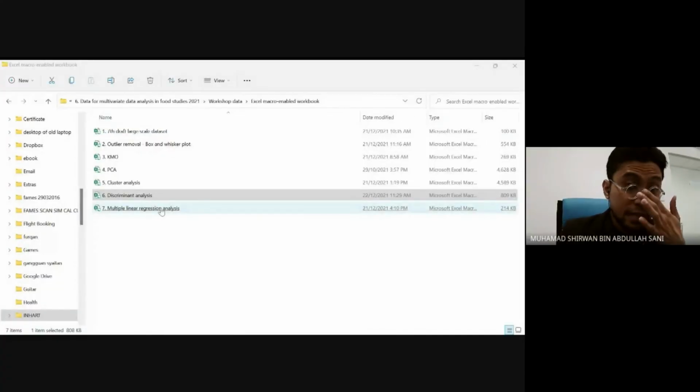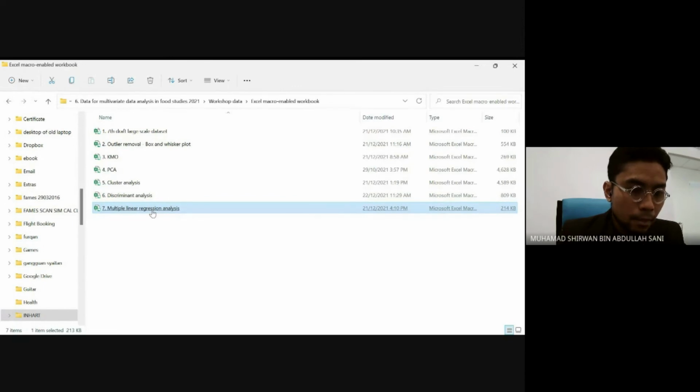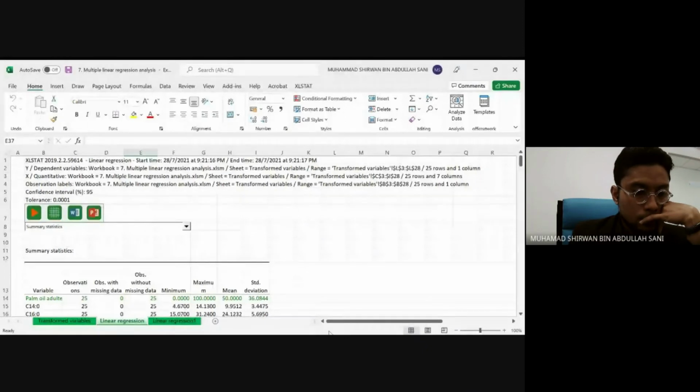Okay, I show first where the files are. There are no other files that we need to open. It's just the last one, number 7, the multiple linear regression analysis. Open this up. Click this file, and then click enable. So I share the Excel. Okay, so what we have here.